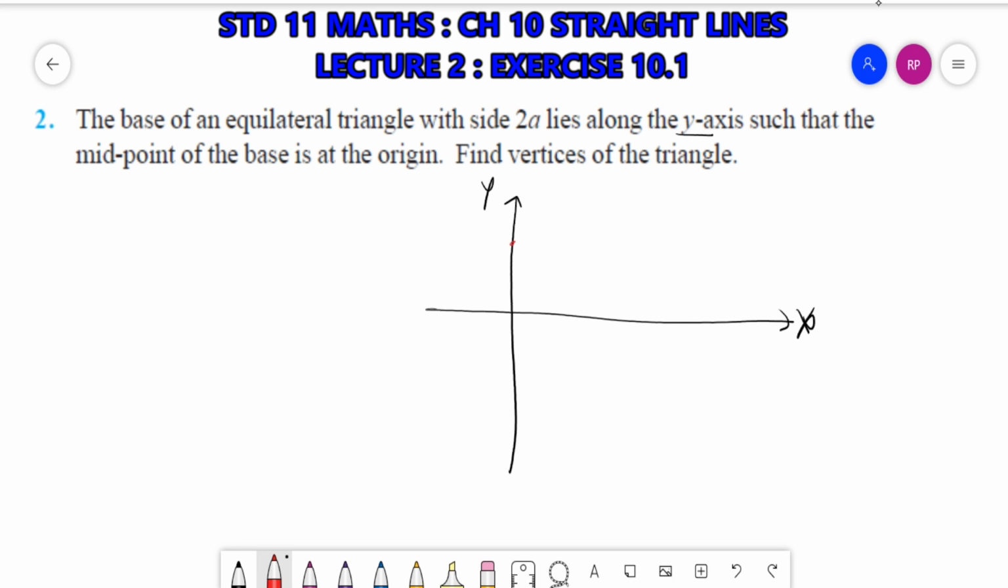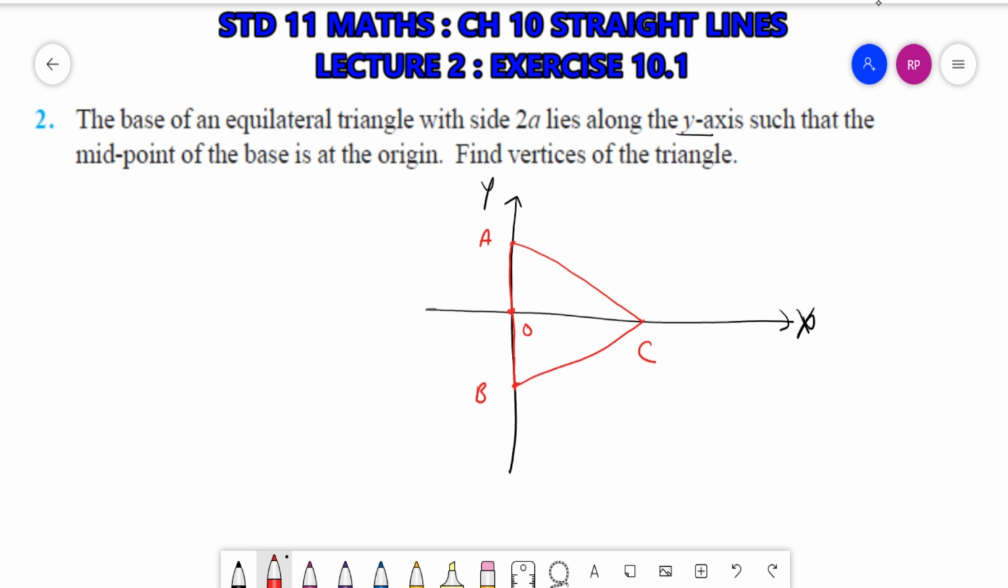So let's take this as the base, point A, point B, and this is the origin O. And it is an equilateral triangle. So the midpoint of the base is at the origin. Find the vertices of the triangle.